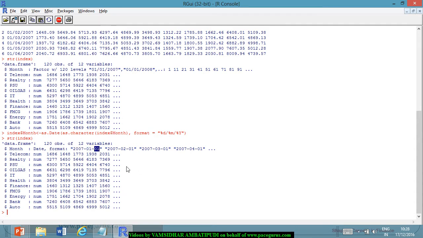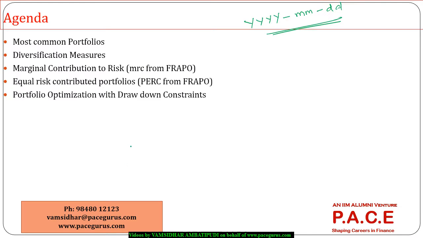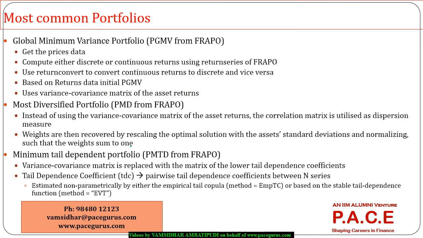So that is how the typical date format is going to be. Now with this, let me come to the most common portfolios. So we were talking about three major portfolios here. Let me tell you, we are not considering the short positions at all in the portfolio, only long positions, and we do not have any kind of expected returns. Those are treated separately, they are not a part of this particular portfolio.